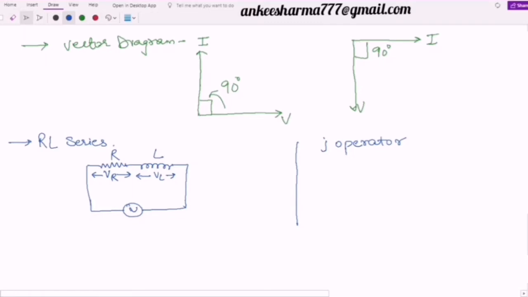So this J operator is an operator which rotates a vector. I will write here, it rotates the vector. What is a vector? Whatever vector diagrams we have studied, it rotates the vector by 90 degrees in the anti-clockwise direction.